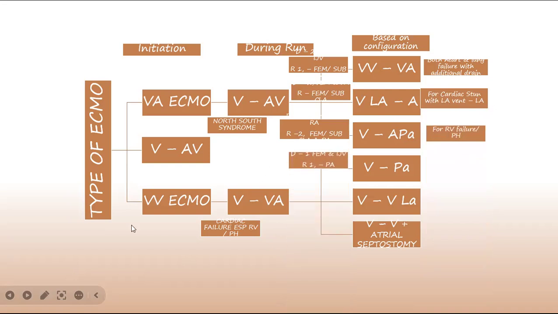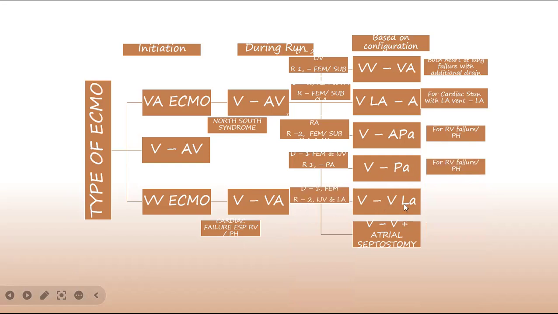Let's see this configuration here, VV ECMO. Once VV ECMO patients develop cardiac failure or right-sided heart failure or pulmonary hypertension, you convert into VVA. In a VVA, what are the various submodalities we have? We have VPA. That means venous drainage, return into the jugulars and then return into the pulmonary artery also. So situations like again right ventricular failure and pulmonary hypertension.